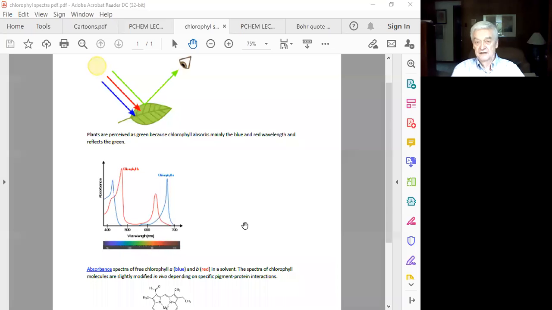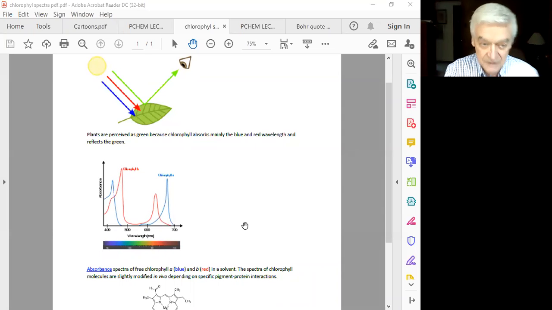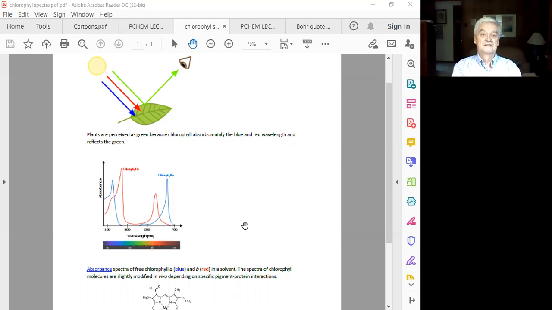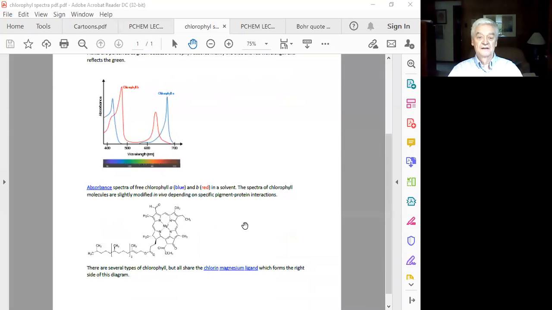I put this slide on, we talked about this topic before. This shows us why plants like red or blue light. They don't like green light, they reflect it. So we have the chlorophyll molecule. Here's a picture of it. Its molecular orbitals are very complicated, but the electronic transitions take place there.